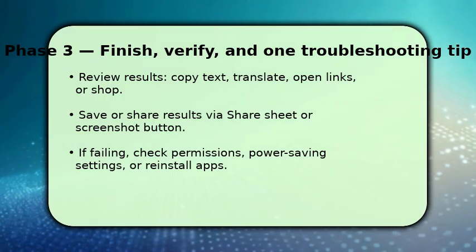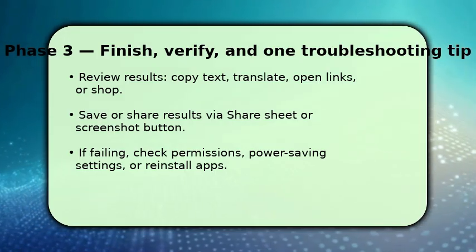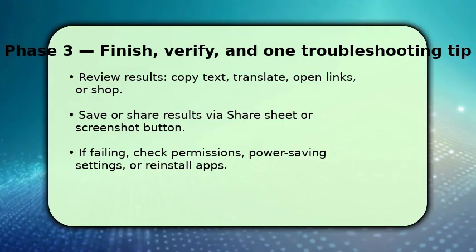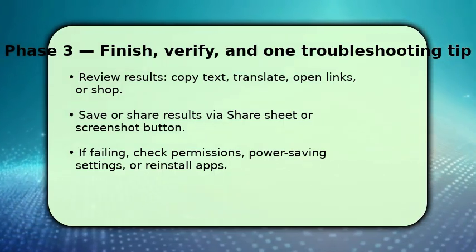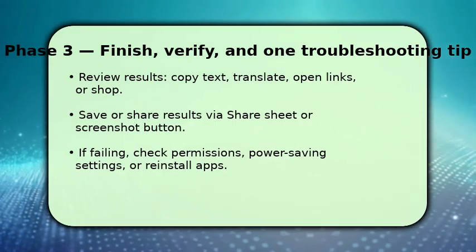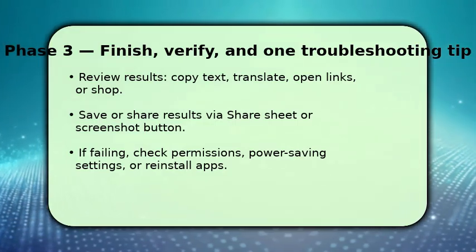If Circle to Search doesn't work, make sure Assistant and overlay permissions are allowed. Disable aggressive battery optimization for Google and restart the phone. Reinstalling the Google app or resetting gesture settings usually resolves persistent issues.